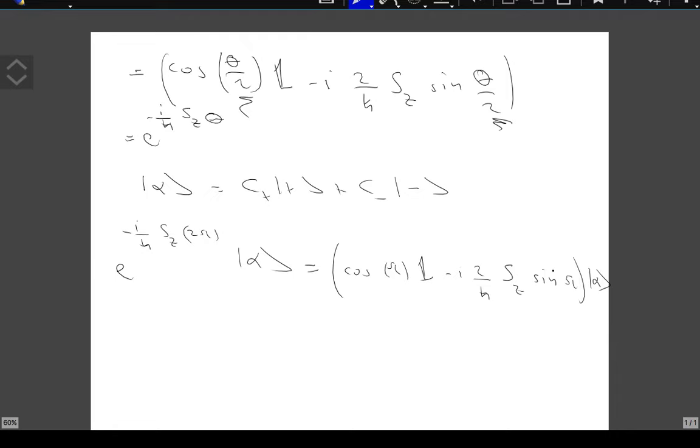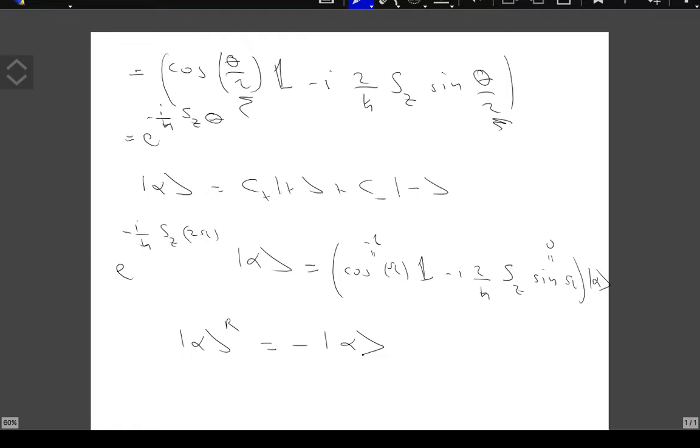Well, sine of pi is 0, cosine of pi is minus 1. So after a rotation, the rotated ket, if we rotate by 2 pi, is minus the initial ket. So at least for spin 1/2 systems, our state ket does not go back to the initial state. It acquires a minus sign.